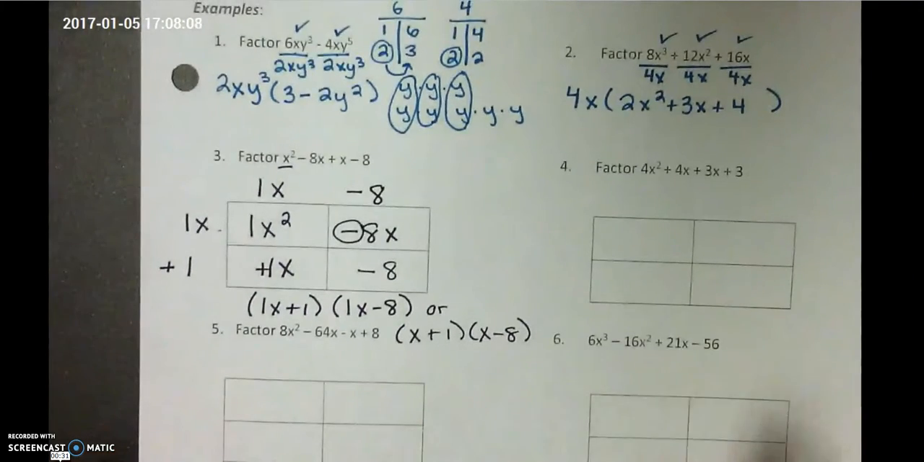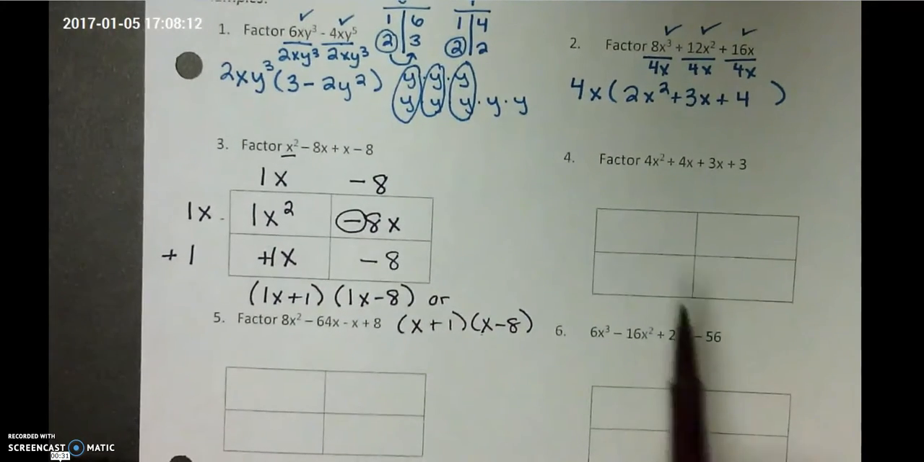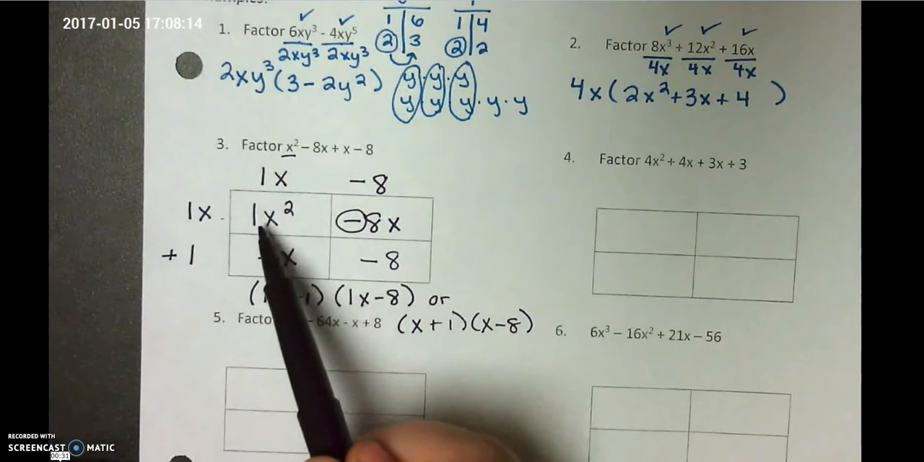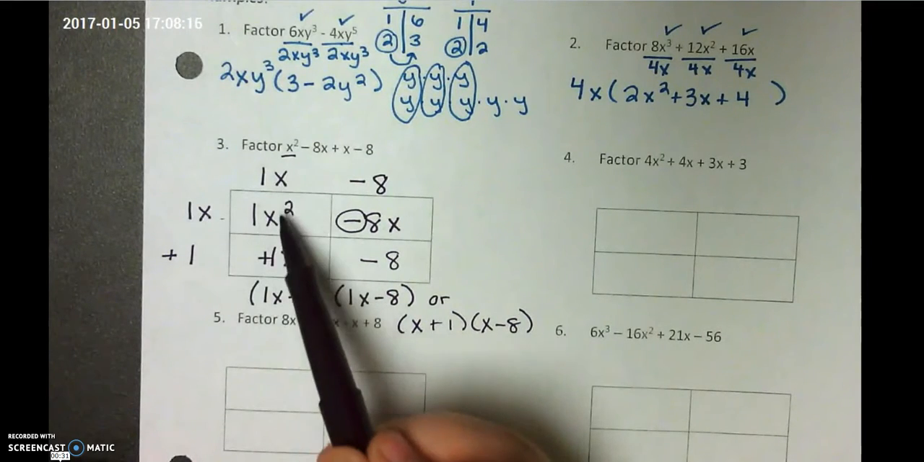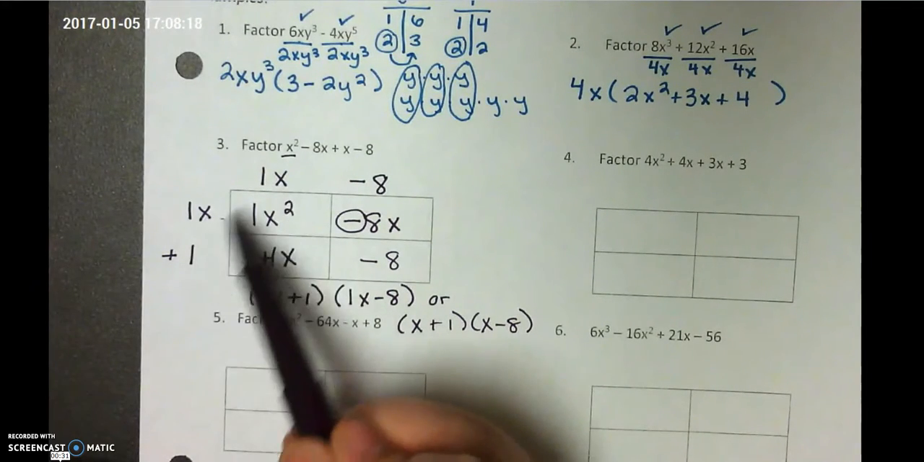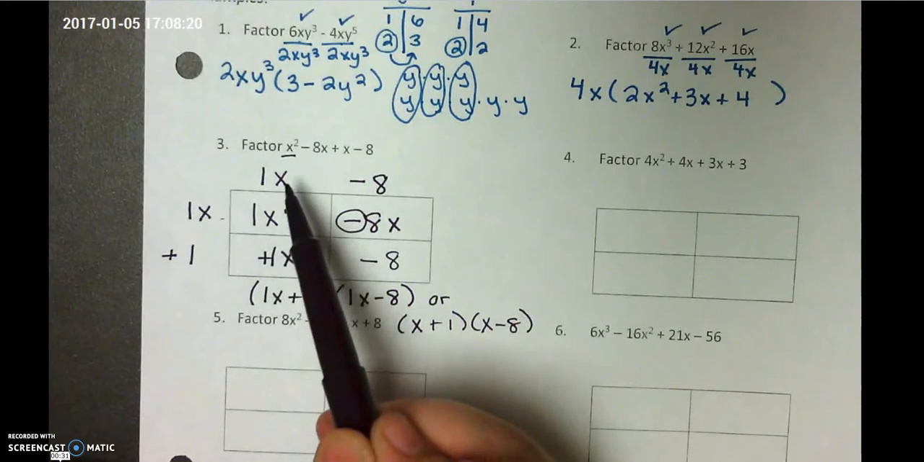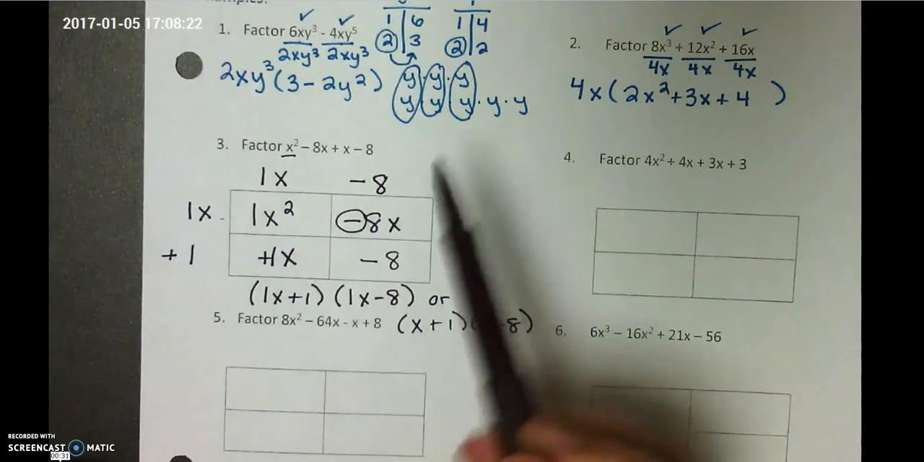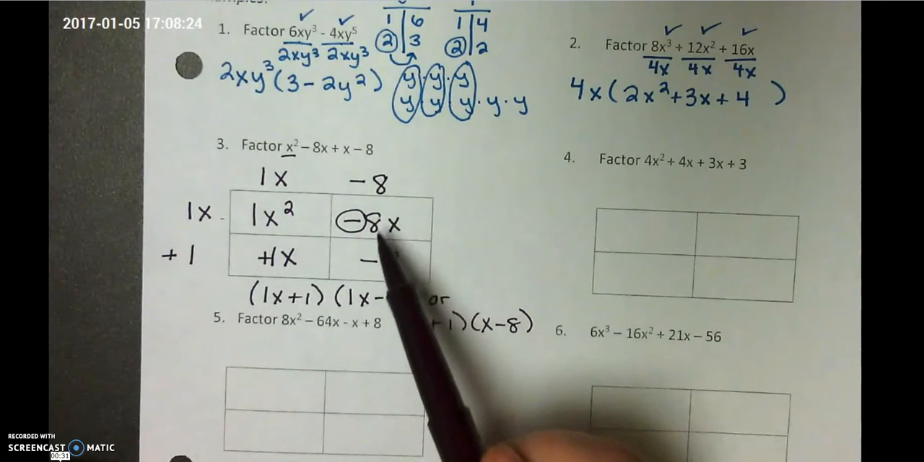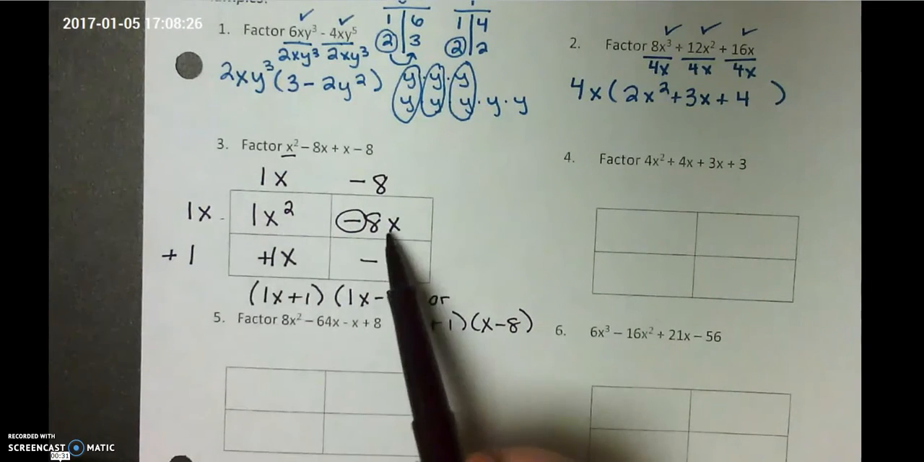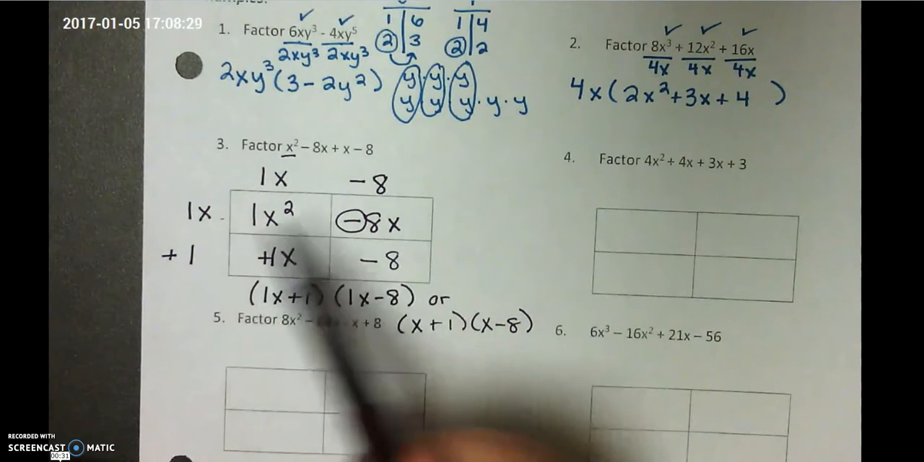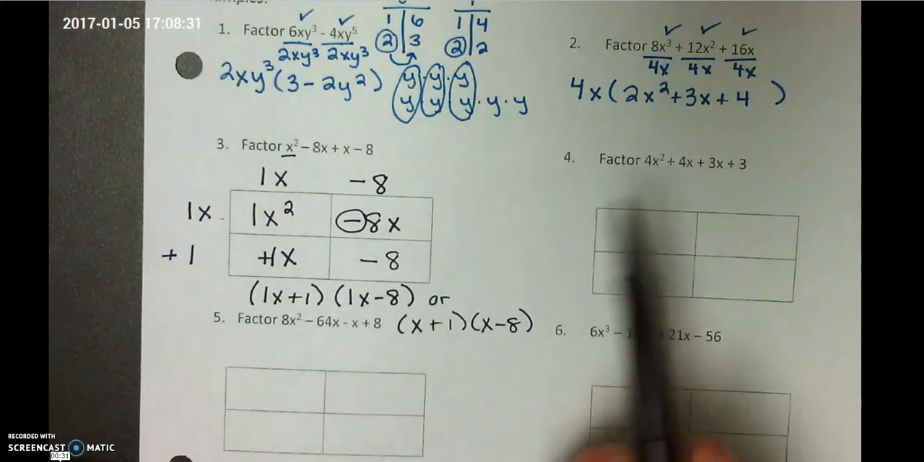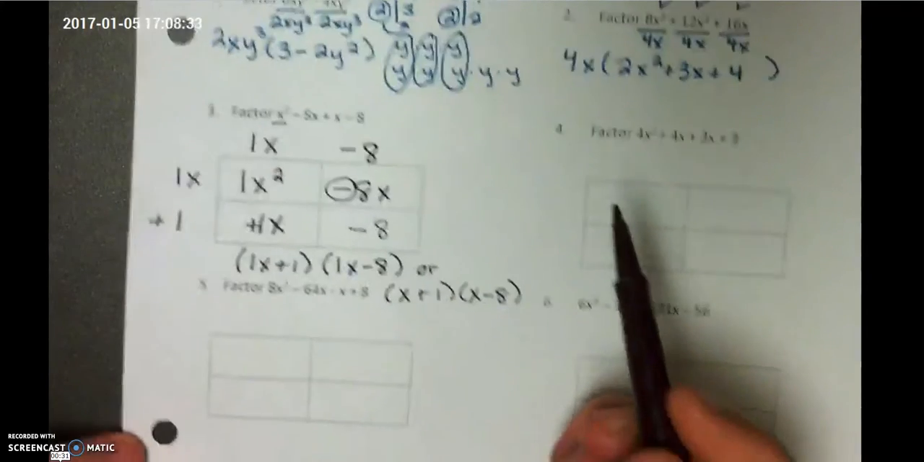Now again, when we check ourselves with distribution up here, we're going to check ourselves with multiplication. So 1 times 1 is 1. X times x is x squared. 1 times 1 is 1. This has an x, which remains. So 1 times -8 is -8. This has an x, which is attached. And 1 times -8 is -8. So all 4 boxes check out.